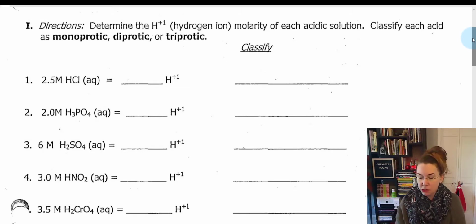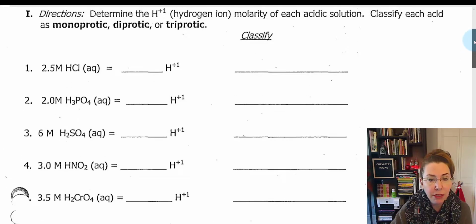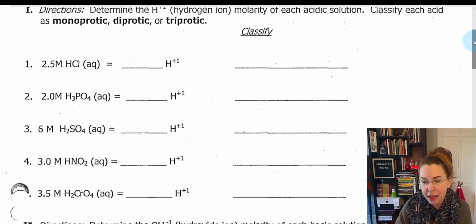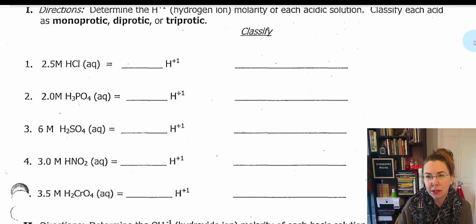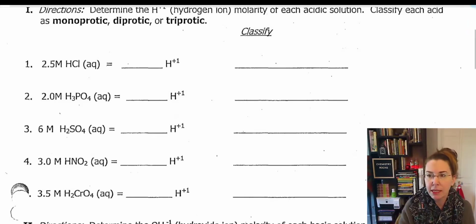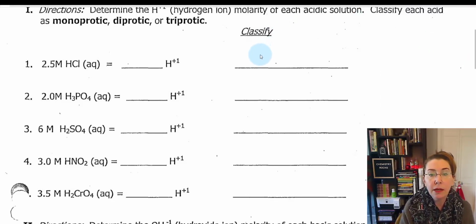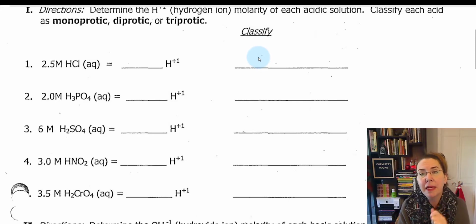It asked you to determine the hydrogen ion concentration or molarity for each of these acidic solutions and classify each acid as monoprotic, diprotic, or triprotic. Now I will tell you that in this section, I personally find it much easier to do the classification first and then look at the molarity second. All right, so let's start off by looking at our protic-ness, meaning how many hydrogen protons are released by these acids when you put them in solution.